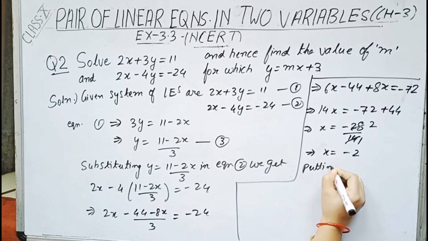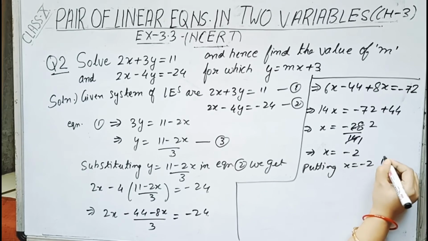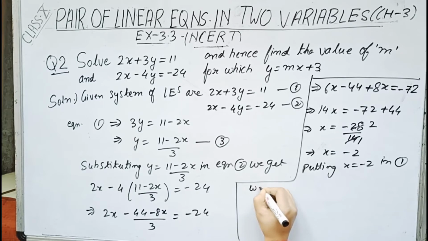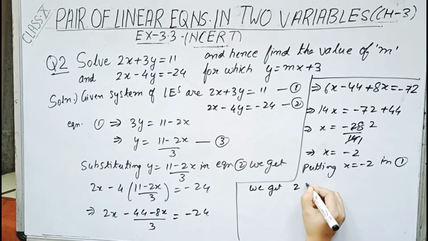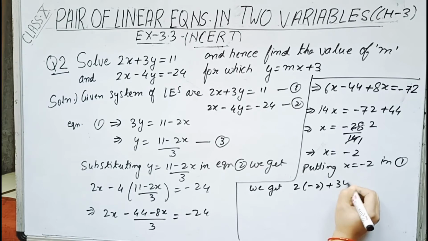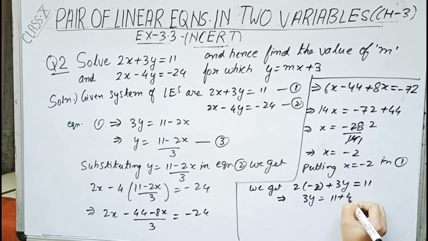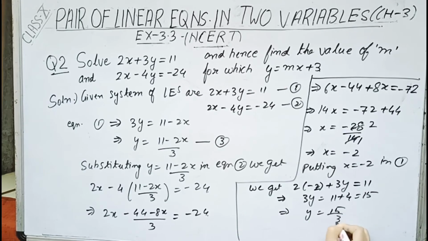Now putting x equals minus 2 in any of the equations, suppose 1, we get 2 into minus 2 plus 3 into y equals 11. This implies 3y equals 11 plus 4 equals 15. This implies y equals 15 by 3 equals 5. Therefore, x equals minus 2 and y equals 5. This is the first part.